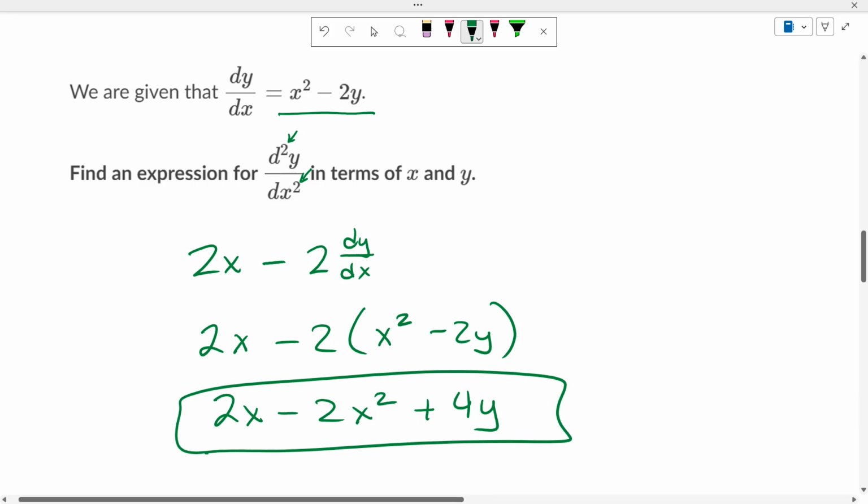Wait, I thought you only did one derivative. This, we were given the first derivative. So we only took one derivative there.